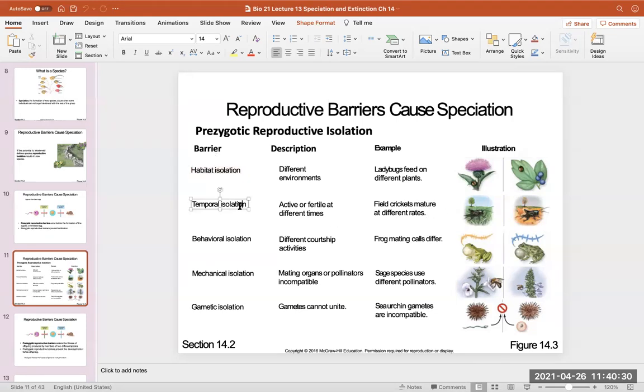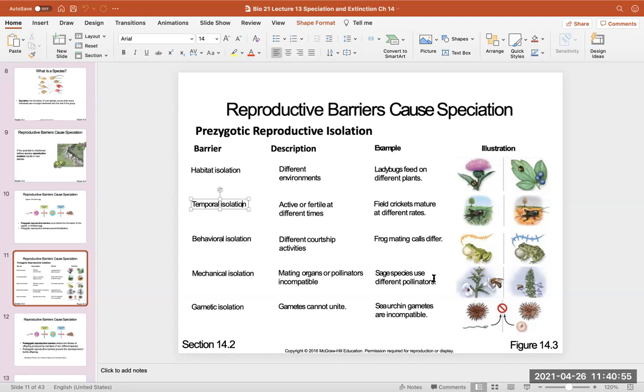That's temporal isolation. Behavior: they might have different rituals. So a frog makes a mating call, and this frog makes a different mating call. They don't recognize each other's mating call. Therefore, they are not going to interbreed. Only the frog that recognizes this mating call is going to interbreed with this frog, even though they might be living in the same space.